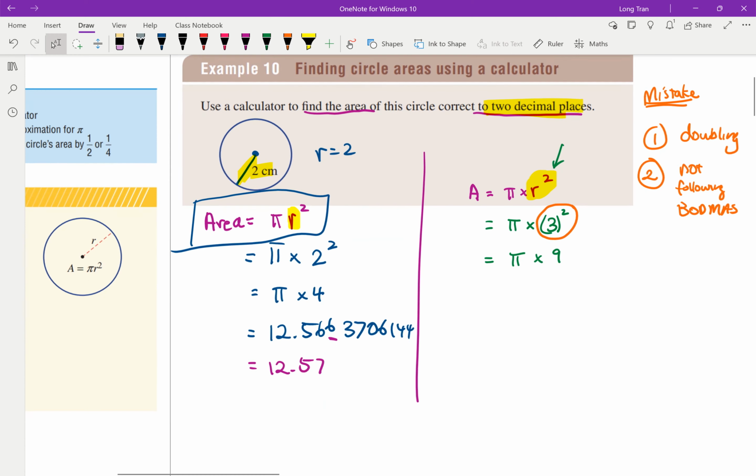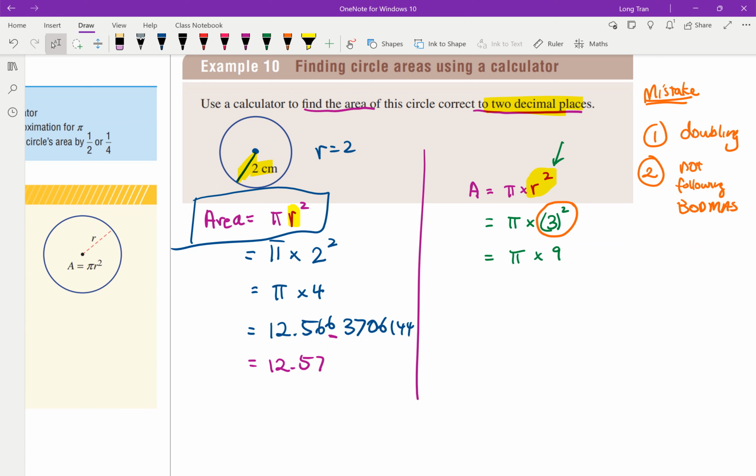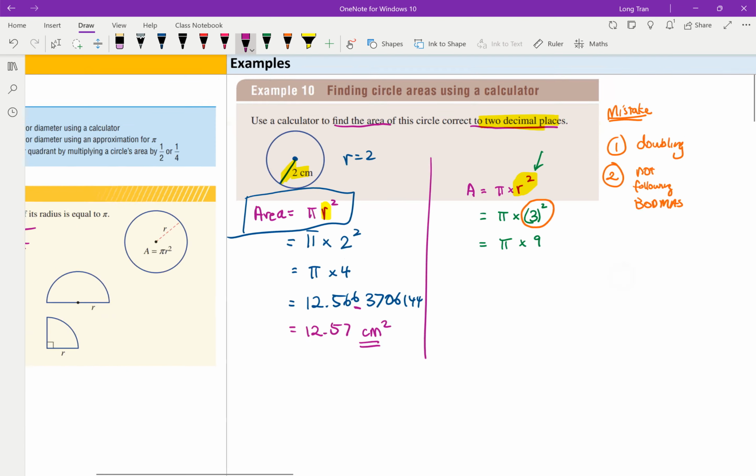I haven't finished. What am I missing? I got 12.57, but what am I missing? Centimeters squared. And what's the proper way of reading it? Squared centimeters. Very good. Squared centimeters. Don't forget your units. Very good.